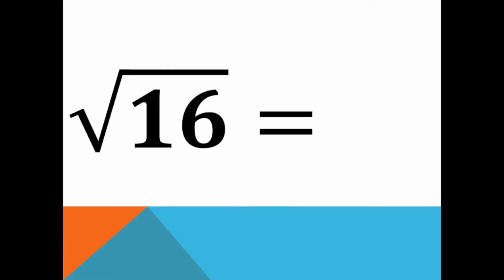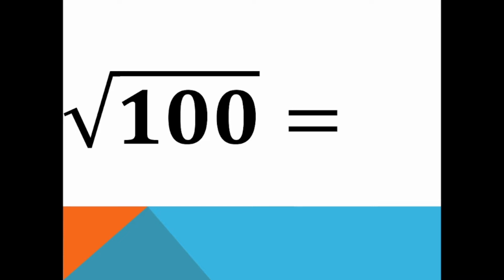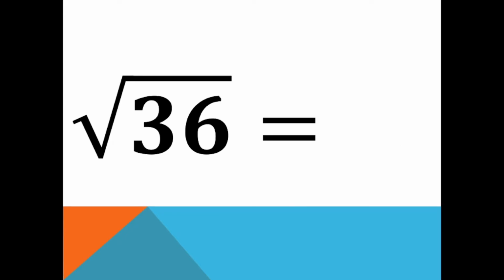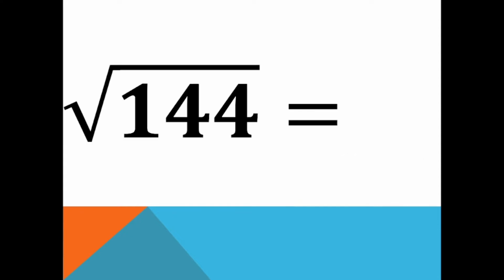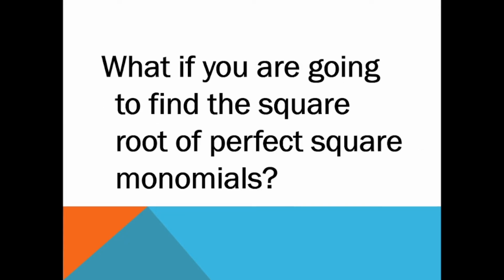Now let us try finding the square root of other numbers. Square root of 16. The answer is 4. Square root of 81. The answer is 9. Square root of 100. The answer is 10. Square root of 36. The answer is 6. Square root of 144. The answer is 12. Square root of 1 is 1.